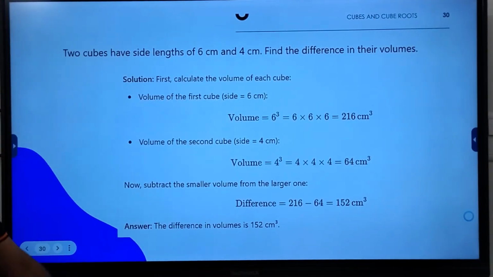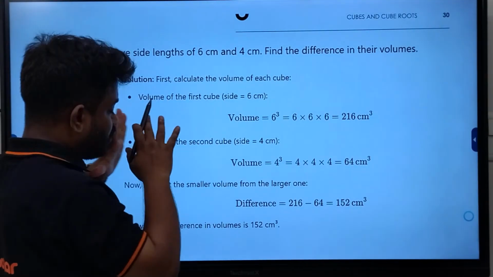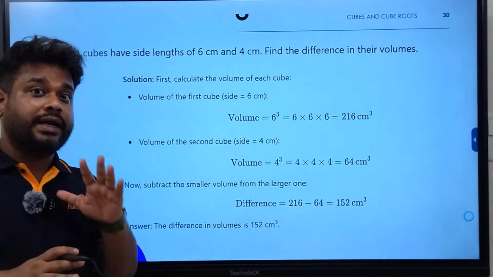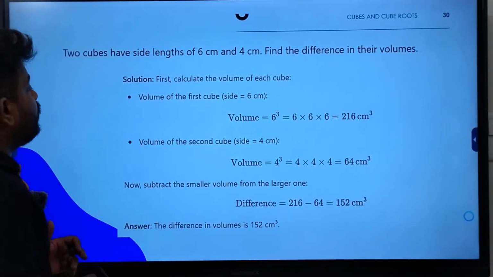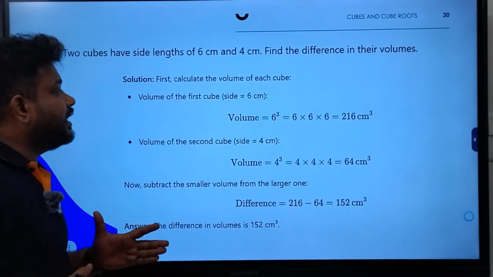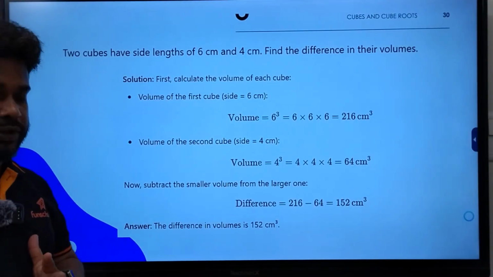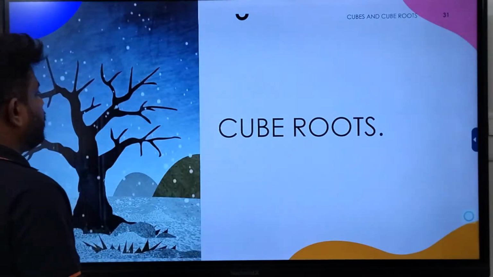Yes, they have just done it by writing something. Obviously, don't forget to write something. These are all story sums. You have to write something to get full marks in any mathematical question. Okay, let's go to the next one.